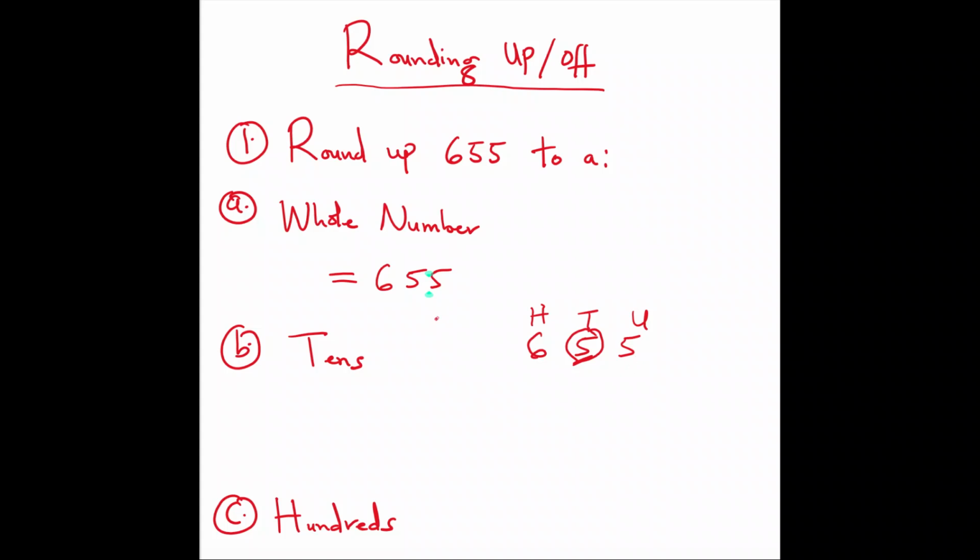So in this case, if we are rounding up 655 to tens, we are going to add plus 1 to this part, and this one will become 0. So in this case, we have it as 660. So when you add plus 1, this one becomes 6, this one turns to 0, this one becomes insignificant, right? So 655 rounding up to tens is 660.